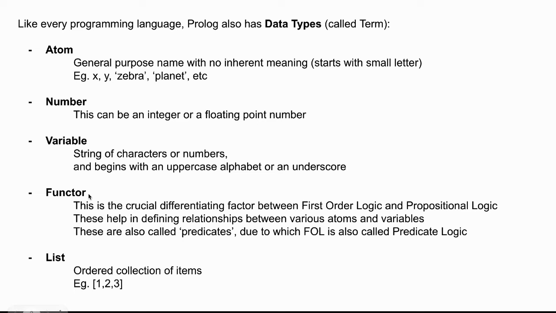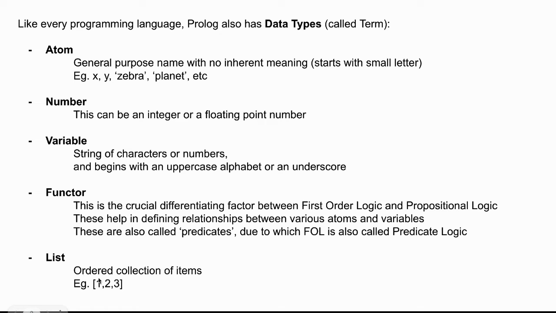Then the most important thing is what is called a functor. This is basically a predicate that you might have learned in first order logic. And this is also the crucial differentiating factor between first order logic and propositional logic. This is the data type which defines the relationship between various atoms and various variables. As I just mentioned, these functors are also called predicates, and due to this, first order logic is also called predicate logic.